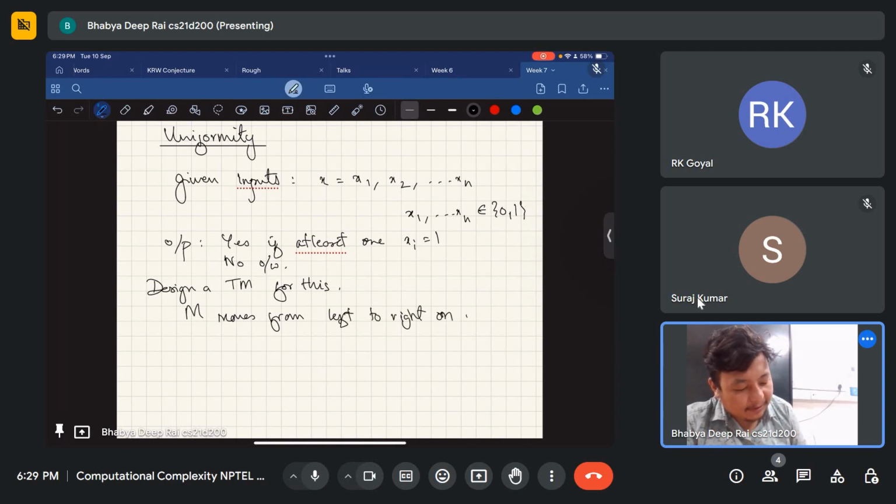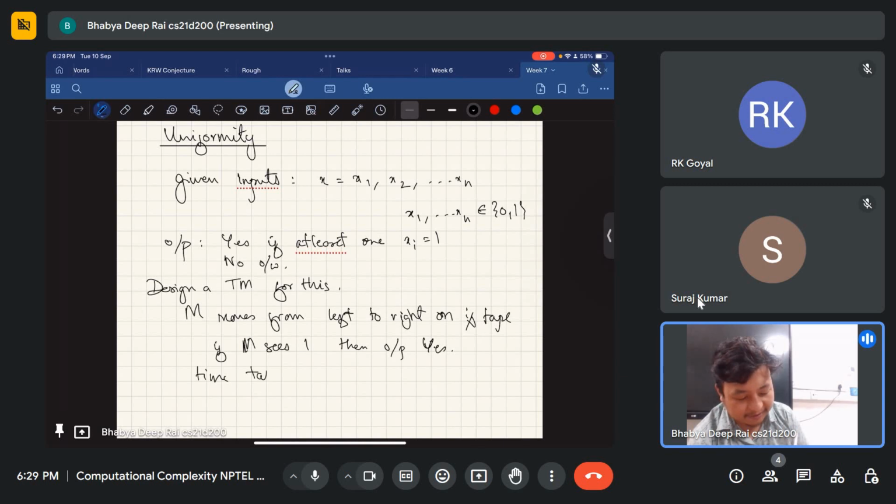So let's say M moves from left to right on the input tape. If M sees 1, then output yes. So this is a simple algorithm to do this. And the time taken, like you said, is around order n.